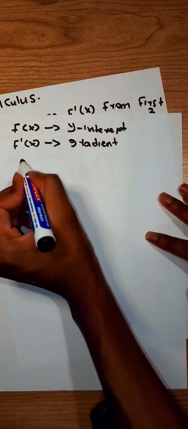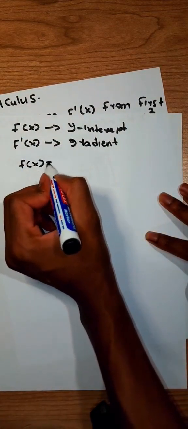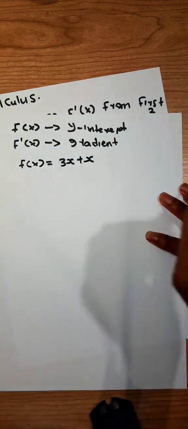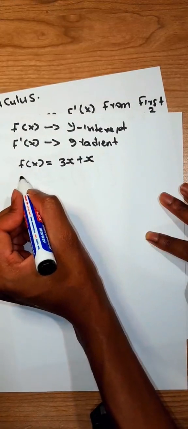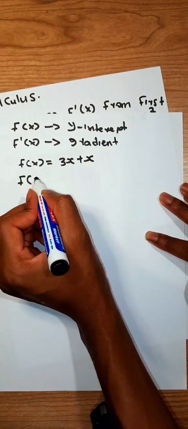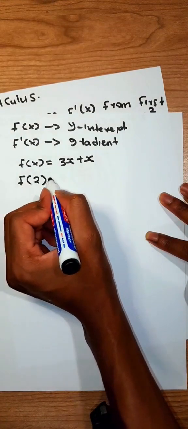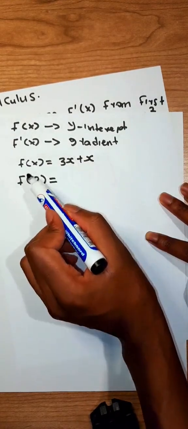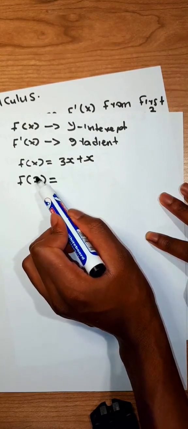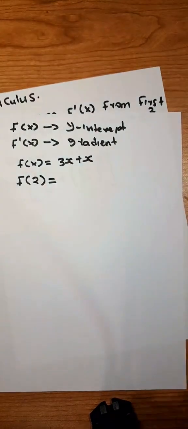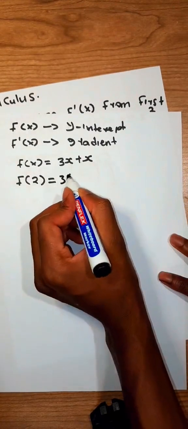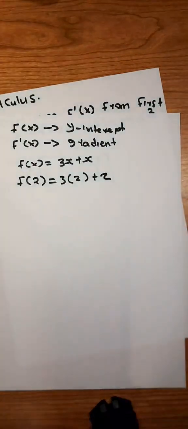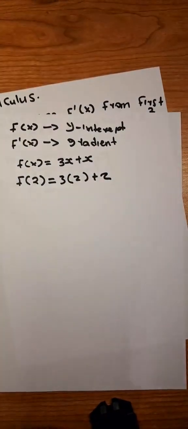Let's say we have f of x equals 3x plus x. Now, they say we are now having f of 2. What is happening here? You realize that in the position of x, they've substituted 2. So wherever there is x, we are just going to put 2. Do you get that?